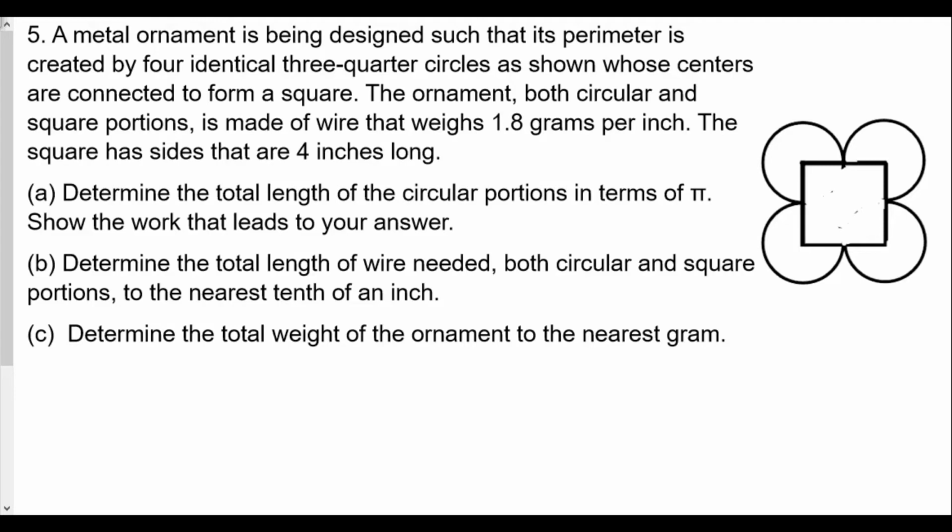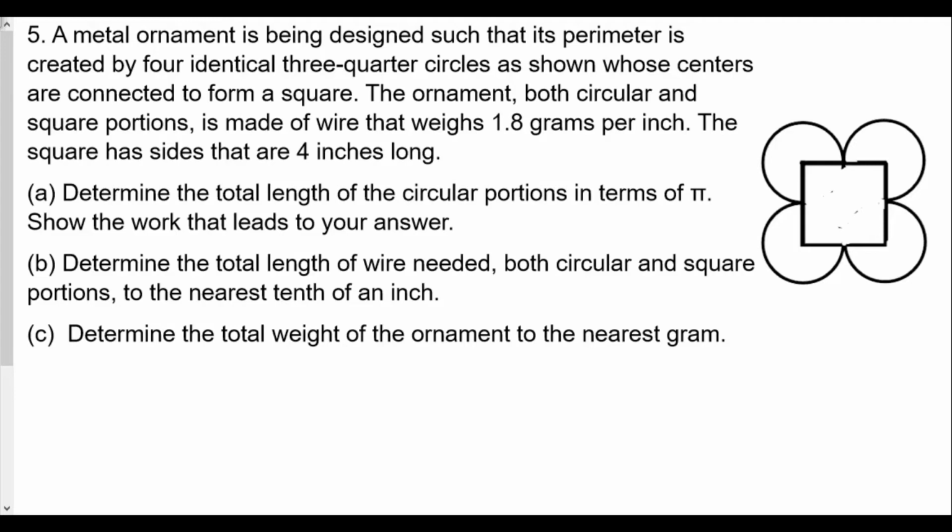So we have a metal ornament being designed, whose perimeter is created by 4 identical 3/4 circles as shown, whose centers are connected to form a square. The ornament, both circular and square portions, is made of wire that weighs 1.8 grams per inch. The square has sides that are 4 inches long. So we want to determine the total length of the circular portions in terms of pi. Show the work that leads to your answer.